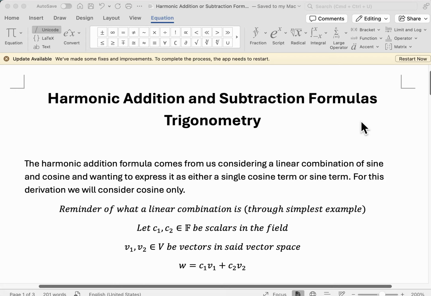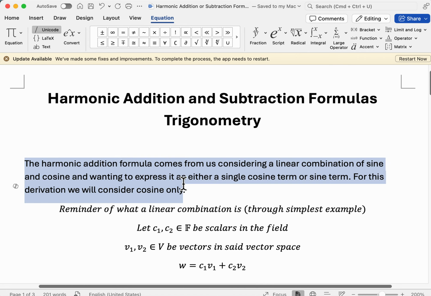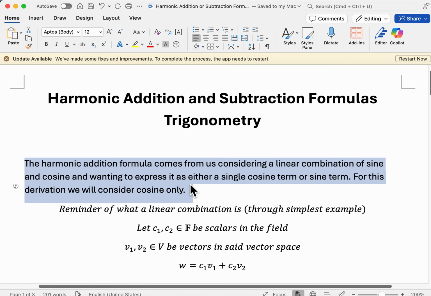Going to talk about and derive the harmonic addition and subtraction formulas for trigonometry today. Here is what they essentially are. They're basically, if you have a linear combination of sine and cosine terms, and you want to express them purely in terms of a cosine or a sine term.